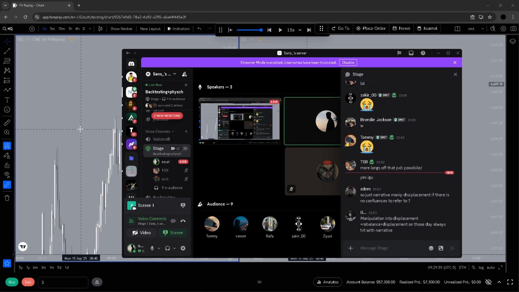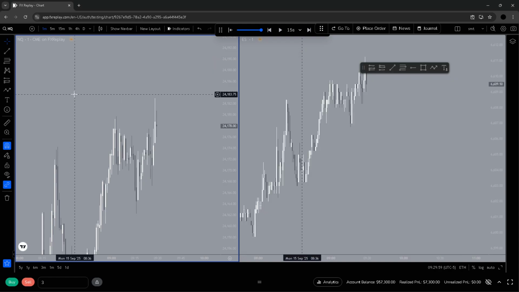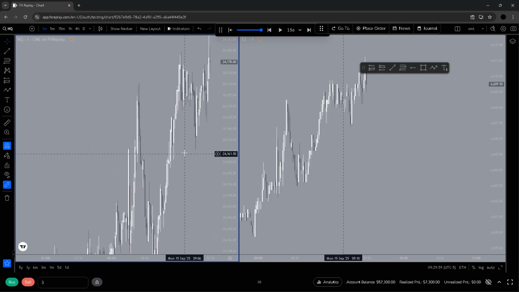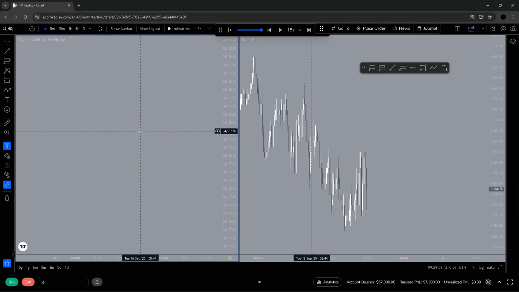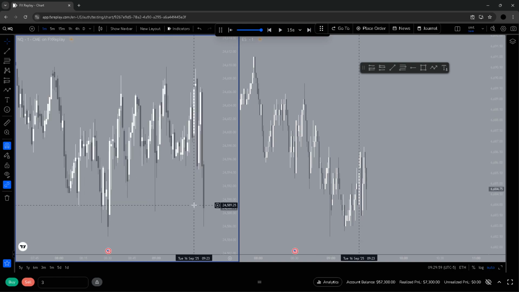Manipulation into displacement, plus rebalance, plus displacement on those days are always hit with narrative. Yeah, 100%, bro, because it's just extra confirmation. It's that market structure shift. That's all it is, essentially. It's the confirmation that the narrative's changing. That's what you need to wait for, and then the trades are really obvious.